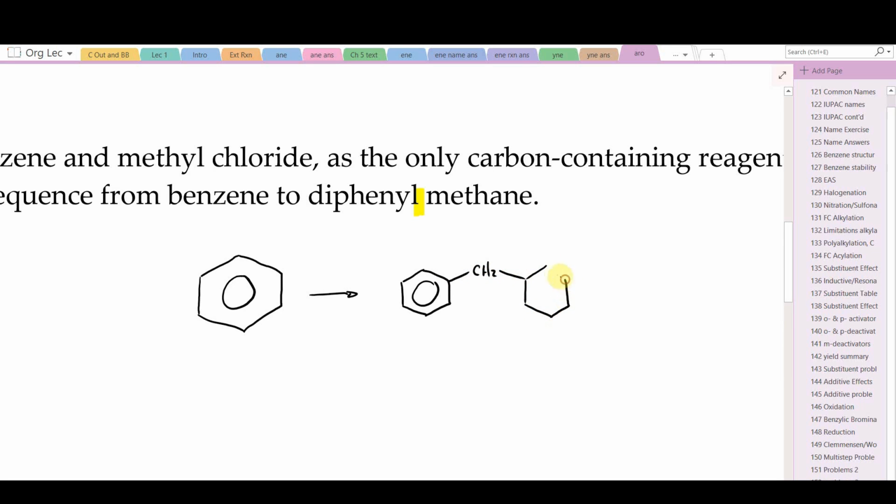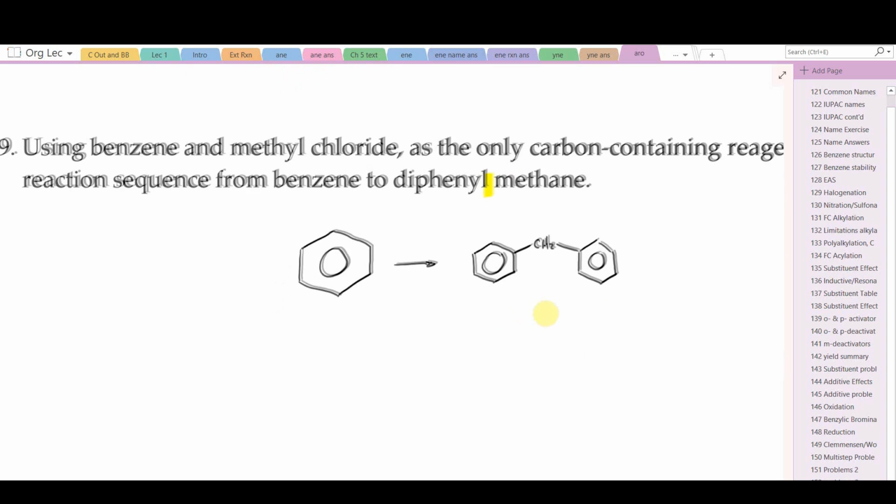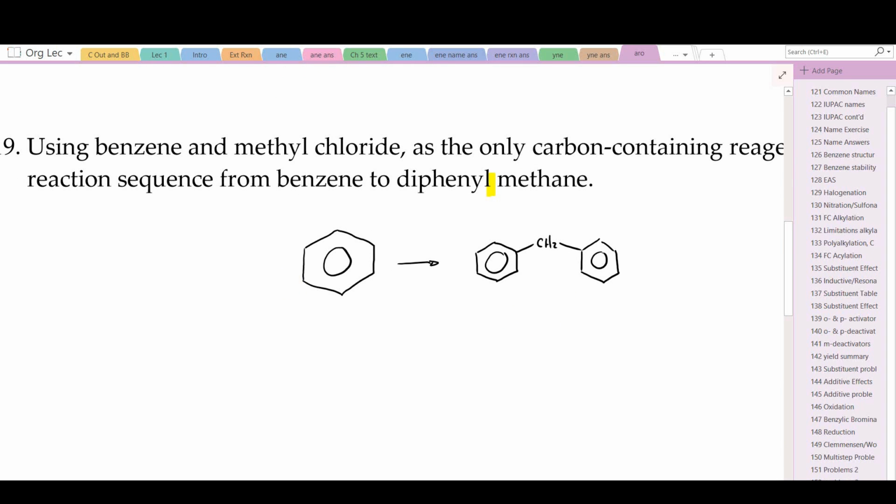There's diphenylmethane. But remember, we're only allowed to use benzene and methyl chloride as our reagents, so I'm thinking we better go ahead and add a methyl group to the benzene since we're pretty restricted with what we can do. So let's add methyl chloride with the Friedel-Crafts alkylation catalyst. There it is. So it's looking a little closer.